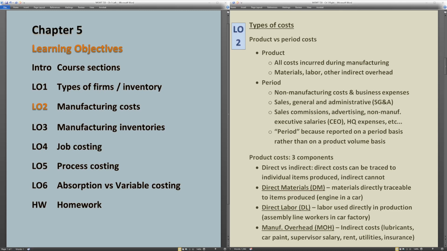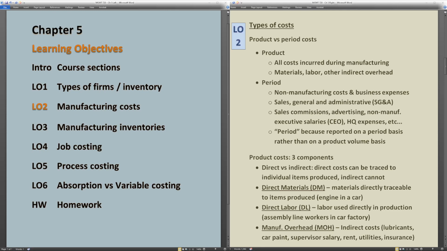So non-manufacturing costs, and a lot of times you'll see them termed as sales, general, and administrative. You'll see in a lot of financial statements, SG&A, sales, general, and administrative. Commissions, advertising, non-manufacturing executive salaries, HQ expenses. And why do we call it period? Because they're reported on a period basis.